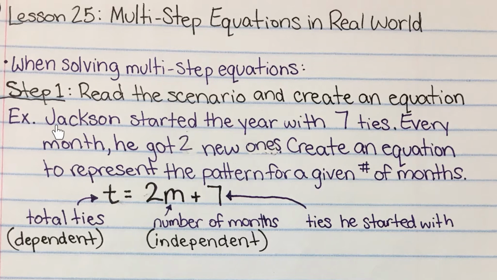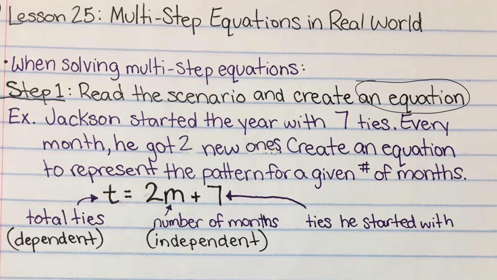Now in this example, we see a story problem. Jackson started the year with 7 ties. Every month he got 2 new ones. Create an equation to represent the pattern for a given number of months. This is very similar to the types of problems we saw in lesson 24, where we had to create an equation from the story problems, or from the data that it gives us.